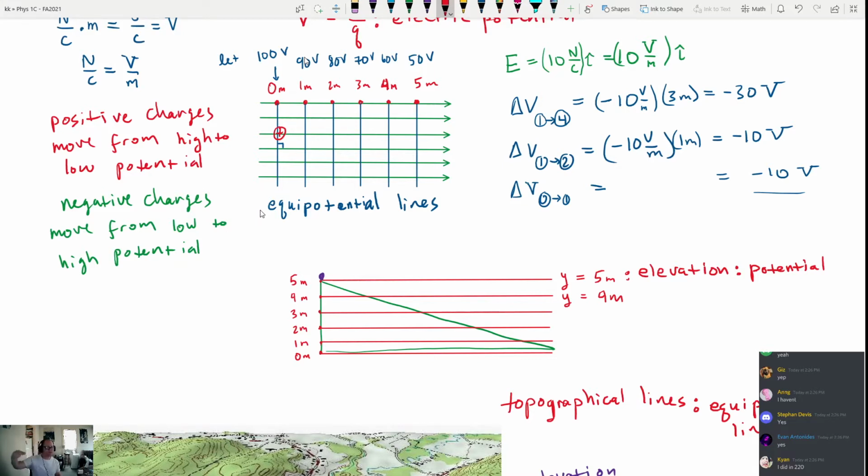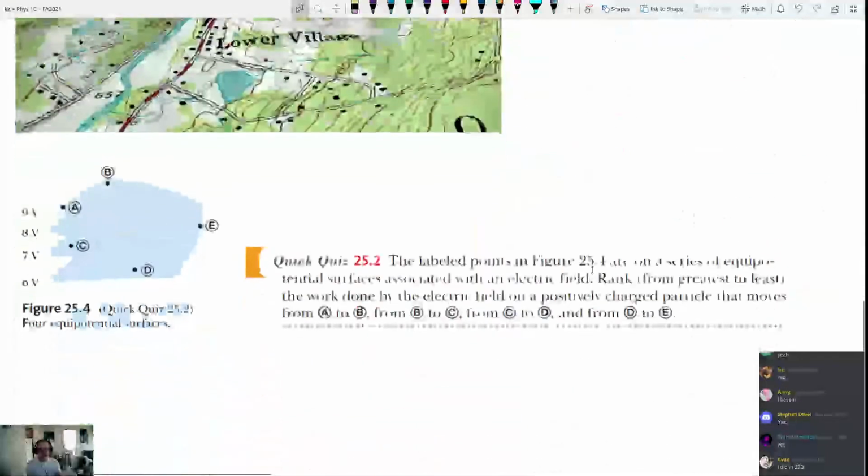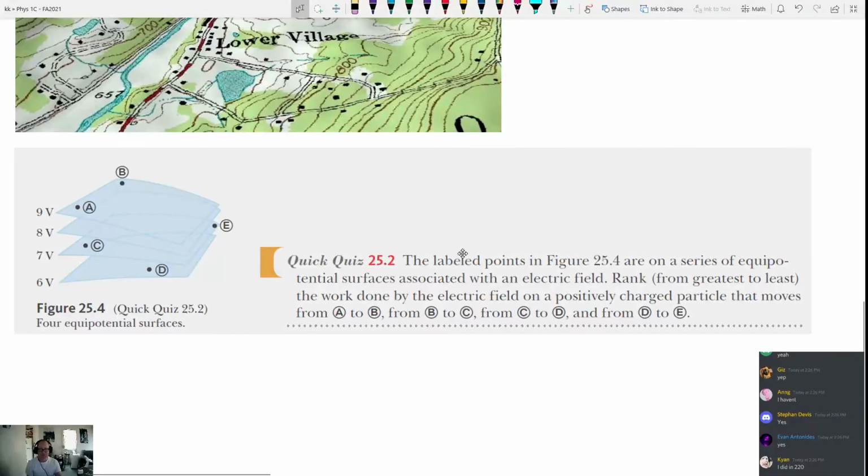So if the field lines can be drawn to come out like this, we can make the equipotential lines create a surface. So equipotential lines are technically equipotential surfaces. They just become lines when you draw them on a 2-dimensional surface. So let's consider this quick quiz right here. We have 4 different equipotential surfaces. All along the bottom surface, the equipotential is 6 volts. The next surface is 7 volts. That's this surface here, little sheet. Then you have 8 volts, and then you have 9 volts.